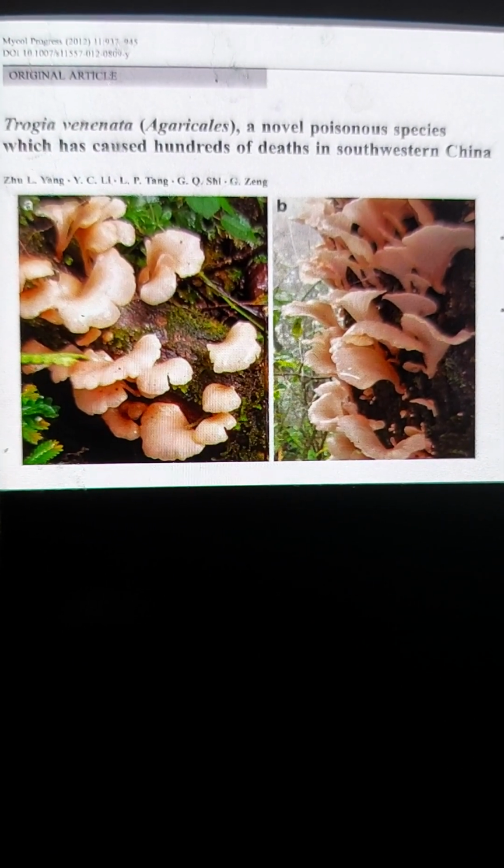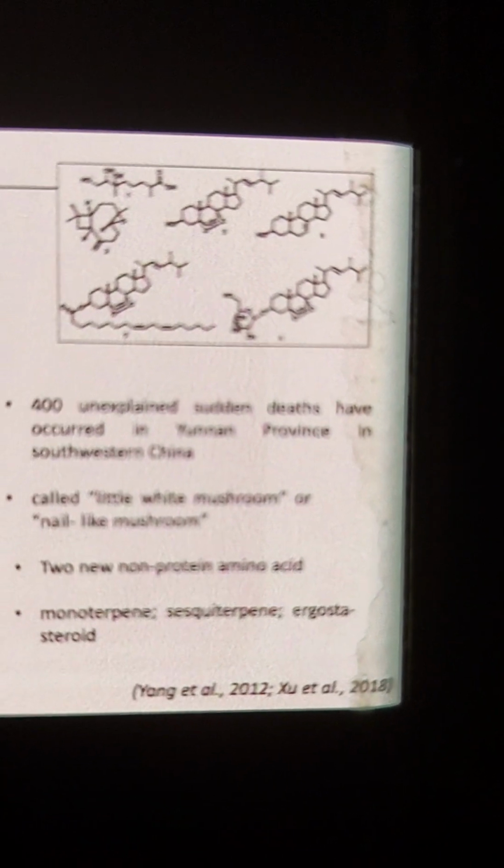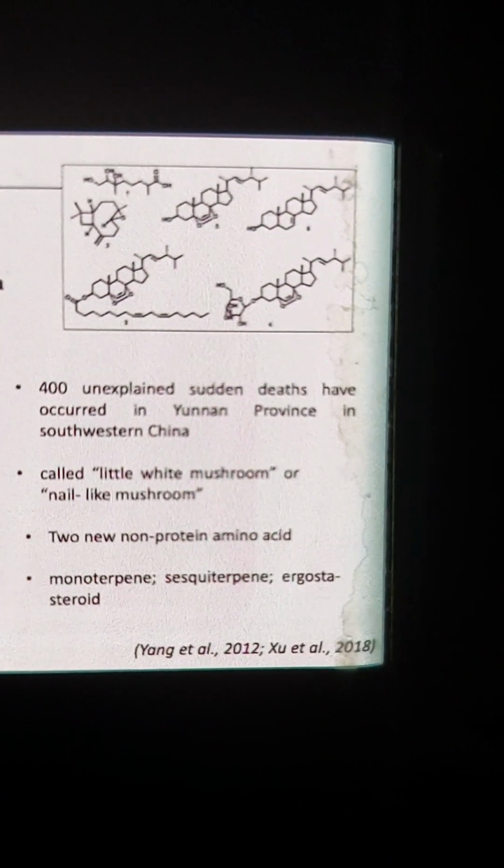As you can see from the picture, this is lentinoid and this is pleurotoid. The pleurotoid shape is always like the oyster group, so that's why we call it pleurotoid shapes.